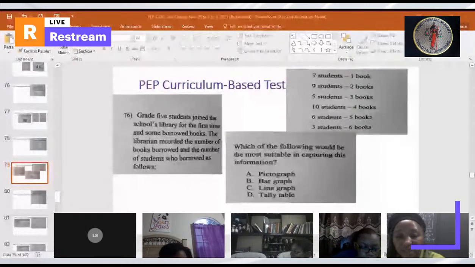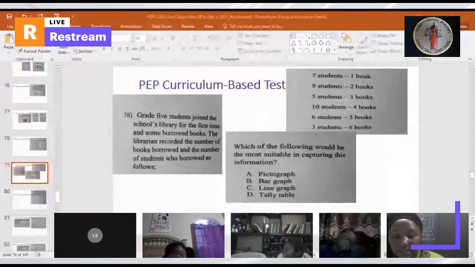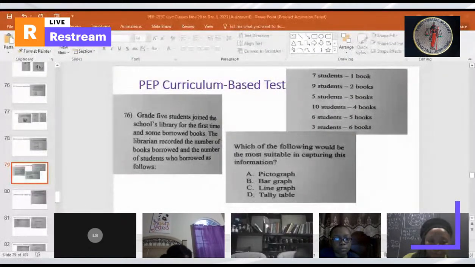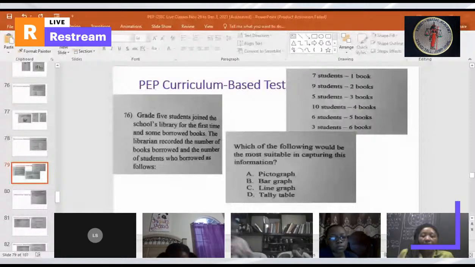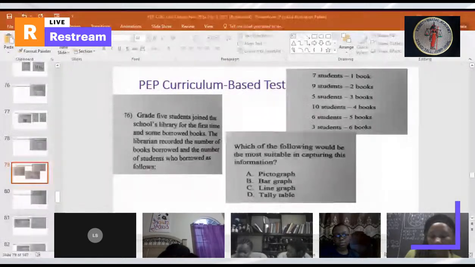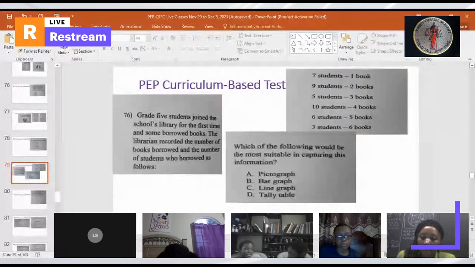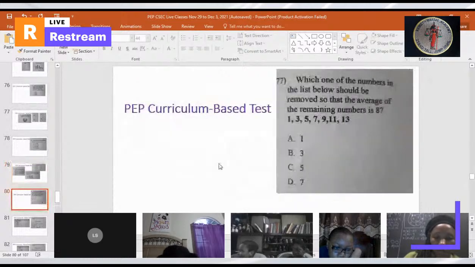So you would have the number of books, the number of students, and put your strokes and cross through it for the number of books. All right.